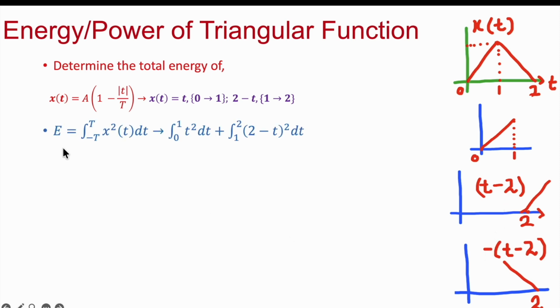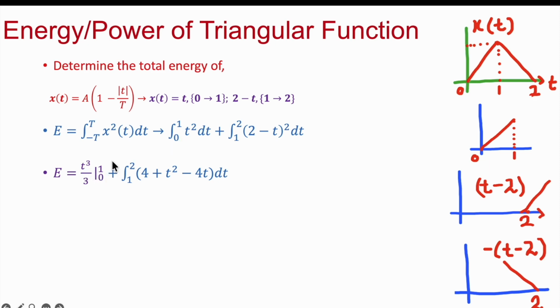Now we will calculate the energy of that graph, because from the graph we can say that it is a finite duration signal. So we will use the energy formula for the finite duration signal. E is equal to the integral from minus T to T of x square t, which is equal to the integral from 0 to 1 of t square, since that was the ramp function, plus the integral from 1 to 2 of 2 minus t whole square. If you simplify these two integrals, you will end up with these two equations.